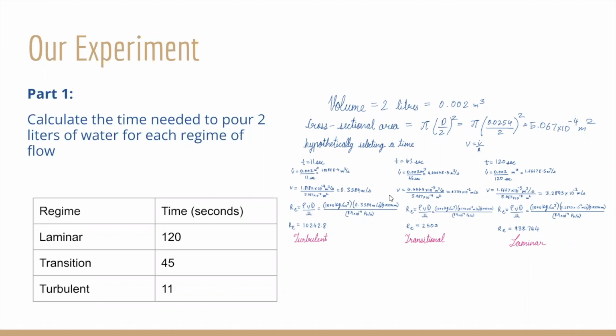The first Reynolds number, for the time of 11 seconds, was 10,242.8, which means the flow was turbulent. For the second case of 45 seconds, the Reynolds number was 2,503. That means the flow was transitional. And for the third case of 120 seconds, the Reynolds number was 938.744, which means the flow was laminar.